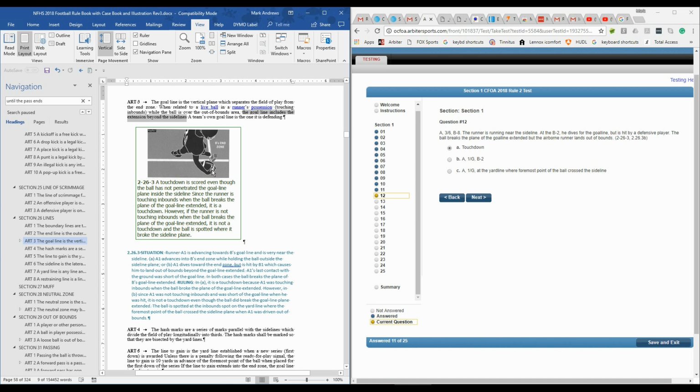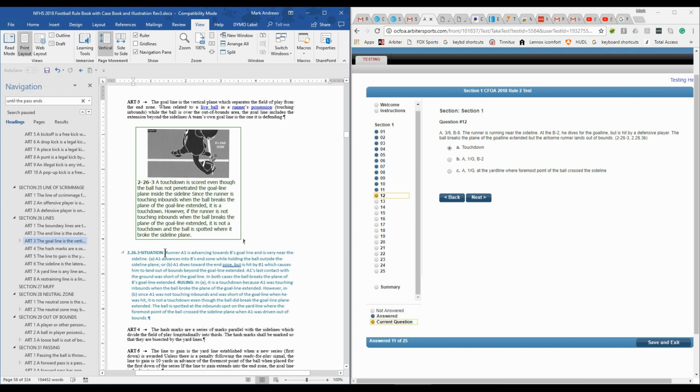So even though this ball is out of bounds, this is a touchdown because the ball is crossing the goal line extended. And then there's sort of a notation here: when the rules refer to a team's own goal line, it's the goal line they're defending, not the one that they are attacking. All right. Now, the other part of this rules reference is down here in this case study.